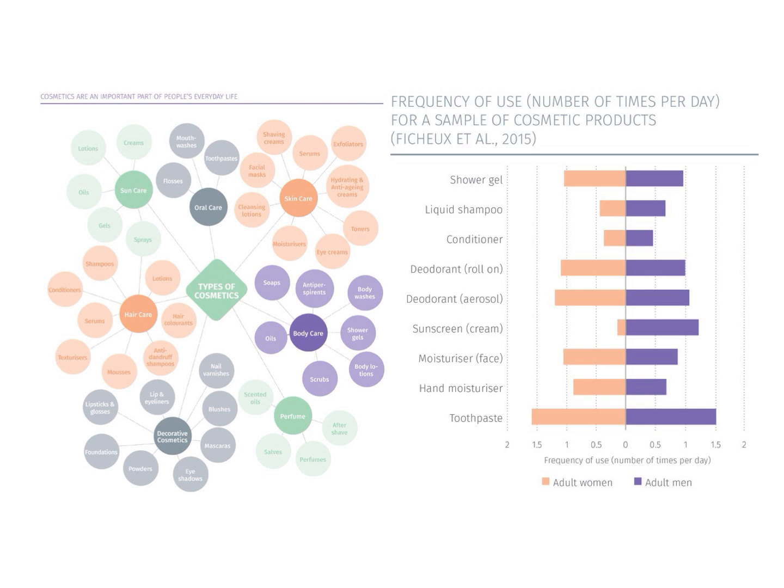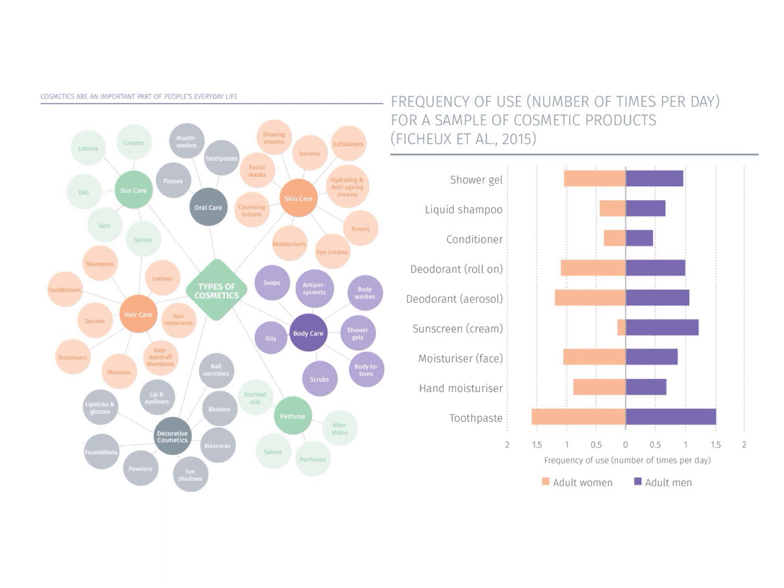Then I found this also really interesting at the same website, where it's the frequency of use, so the number of times per day for a sample of cosmetics. And so on this side, this is adult women, and then on this side, this is adult men. And so it's the number of times per day they use on average each of these different cosmetics.